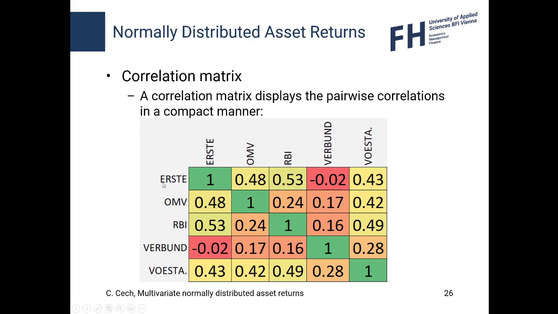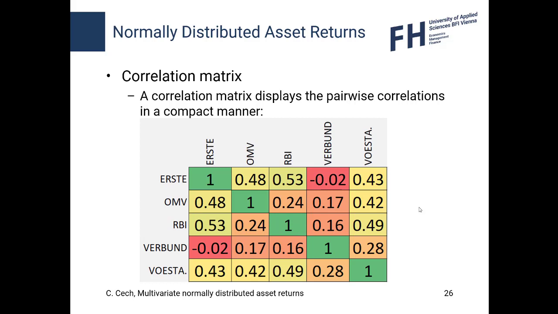Well, if you're interested in the correlation of Erste Group with the other stocks, then you can look at the first row and find here the correlation with OMV, with Raiffeisen Bank International, the slightly negative even correlation between Erste Group and Verbund, and a correlation of 0.43 between Erste Group and voestalpine. In the diagonal of such a correlation matrix, we always see ones, because the correlation of the return of one asset with itself is always equal to 1. And you can also see that the values are kind of mirrored along the diagonal.